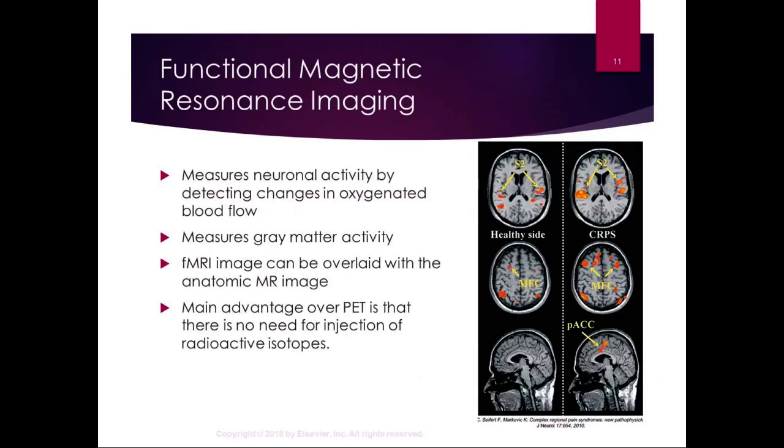So in functional MRI, they measure the changes in oxygenated blood flow. So it measures gray matter activity, so the somas of the cells, what's going on in the somas of the cells. And you can overlay the fMRI image with the anatomical MRI image and map areas in the brain, which is super cool. They don't have to inject radioactive isotopes or anything like they have to do for positron emission. And so it's a less invasive technique.